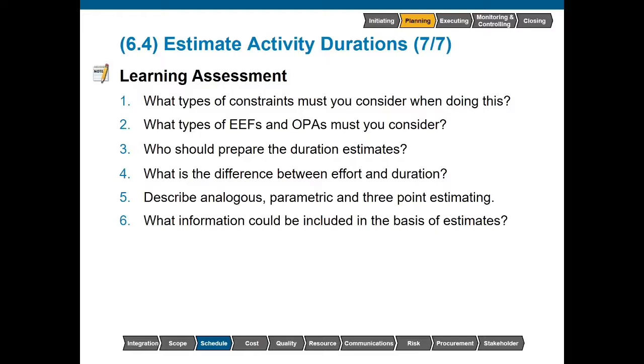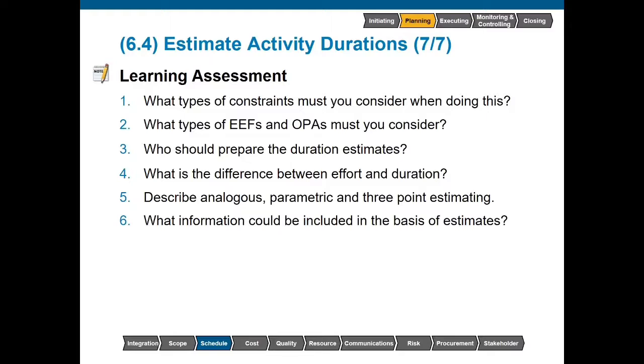What is the difference between effort and duration? Effort is the total amount of labor needed, while duration tells you how long it will take for that labor to be done. Describe analogous, parametric, and three-point estimating. Analogous is looking at a previous similar project as a basis for the duration of the current project. Parametric looks at the historical relationships with specific project parameters to come up with a new estimate. Three-point estimating involves developing a pessimistic, an optimistic, and a most likely estimate, and then coming up with a simple average of the three by adding them together and dividing by 3.